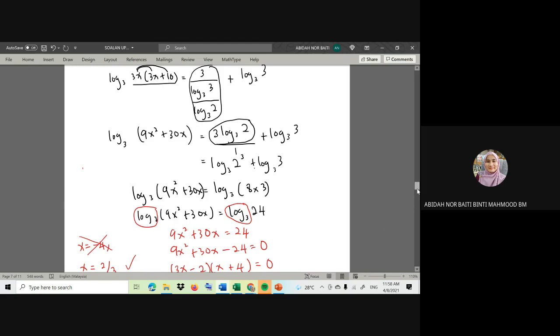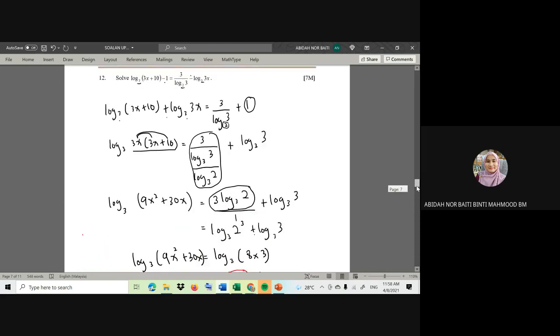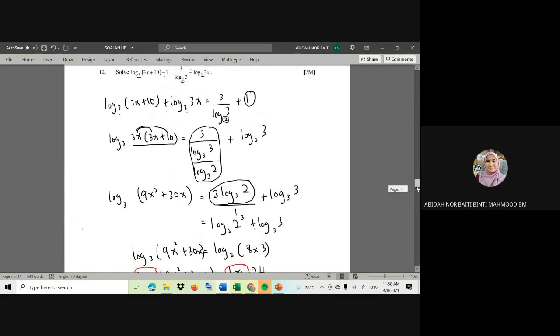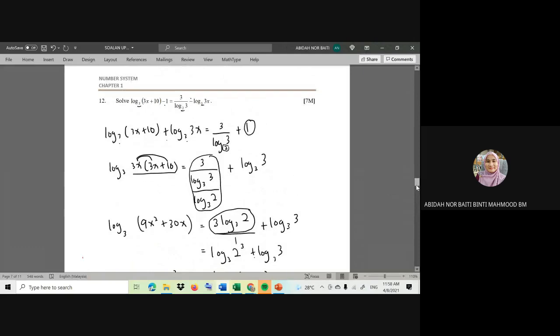Boleh ke? For this question, any problem? Boleh. Madam. Boleh ya? Apply law number. Rearrange first. First we rearrange. Cari base yang sama. Okay, and then here we apply law number 1. Plus become times. Okay, here we change to base 3. So here we change to log form. Okay, 1 to change to log form.